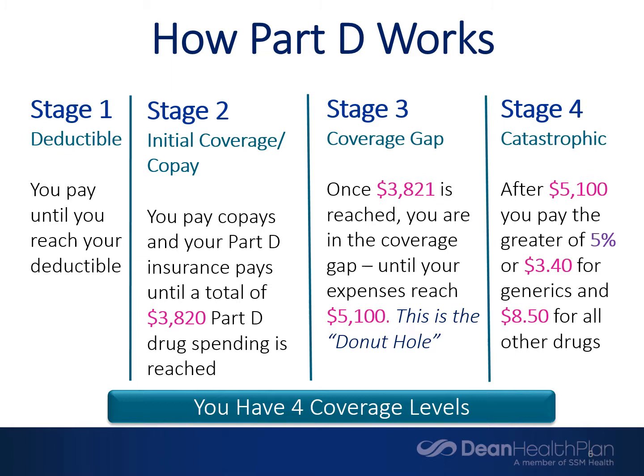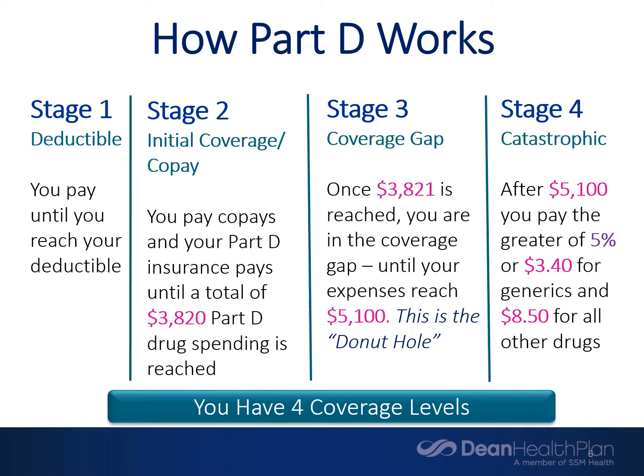In this stage, you pay 25% on brand name drugs and 37% on generic drugs. Stage 3 ends when your total out-of-pocket costs reach $5,100. Stage 4 is the catastrophic coverage phase. In this stage, you will pay as little as 5% for the rest of the year. For brand name drugs, you will pay $8.50 or 5%, whichever is greater, and $3.40 or 5%, whichever is greater on generic drugs. The stages start over each year on January 1st.